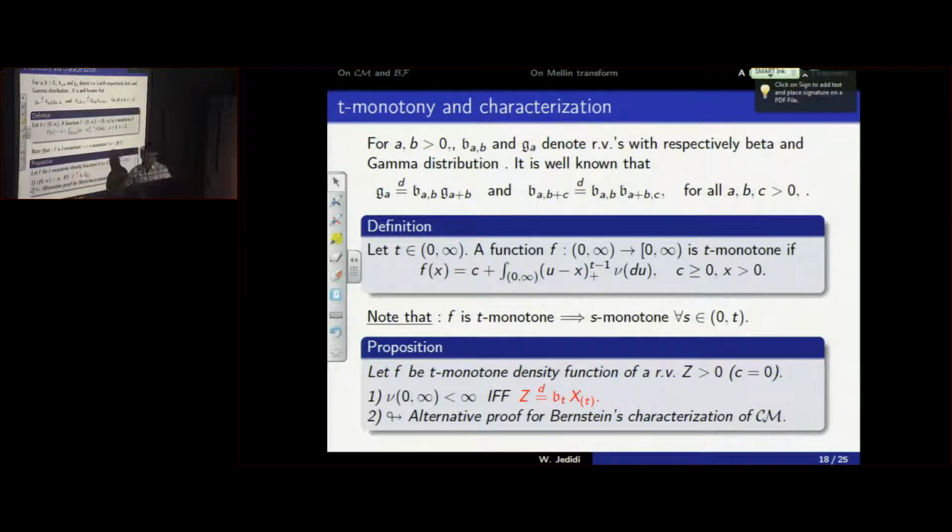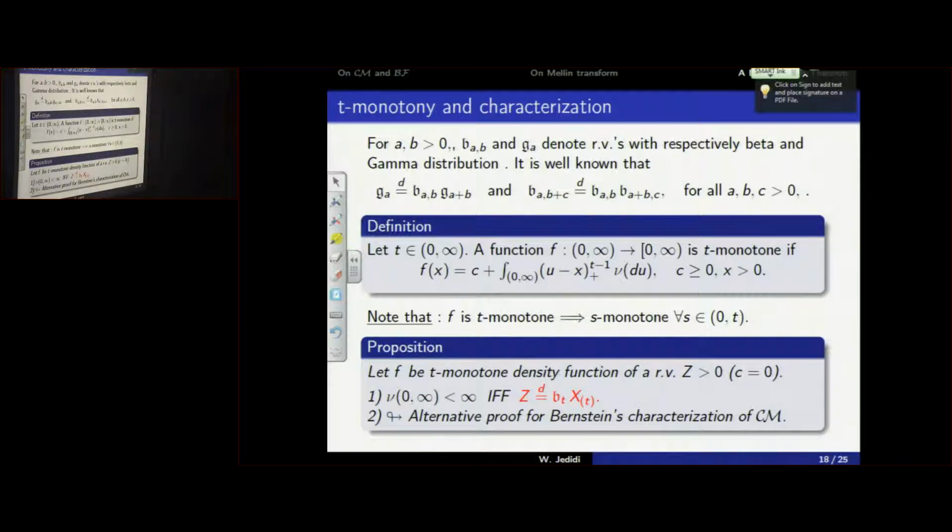And this simple remark could also provide an alternative proof for Bernstein's characterization theorem for completely monotone functions, because a function that is T-monotone for any T is simply a completely monotone function.